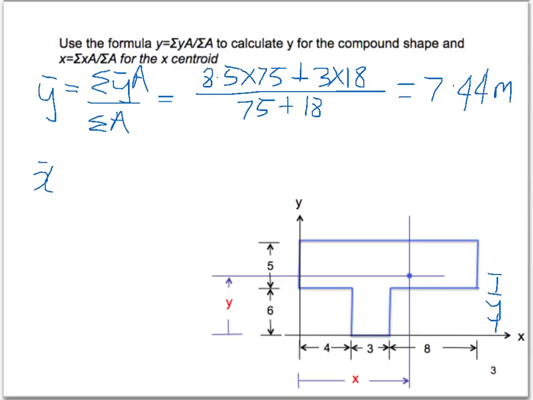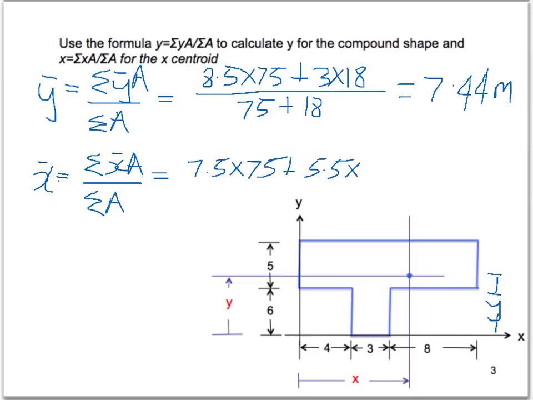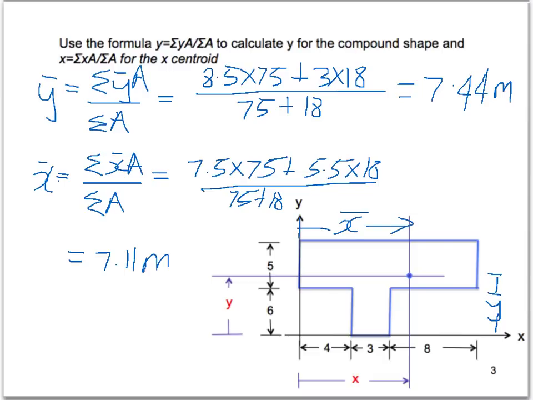Now we do exactly the same for the X. So it'd be the sum of the X bar times the area all over the sum of the area. And that will be 7.5 times 75 plus 5.5 times 18 all over 75 plus 18. And that will equal out to be 7.11 meters. And that will be this distance here. So now we've located the centroid for the shape.